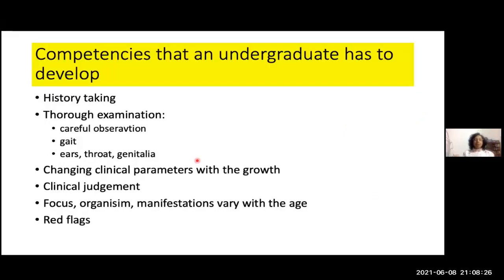So coming back to my previous slide, the competencies that you need to develop are extremely important to make you confident to evaluate children. Right? So going through again, you have to develop your skills in history taking, extracting information that is necessary for you to come to a clinical judgment. Your examination, which includes careful observation, even before touching the child, right? And your knowledge on the changing clinical parameters according to the growth of the child are important for your clinical judgment.